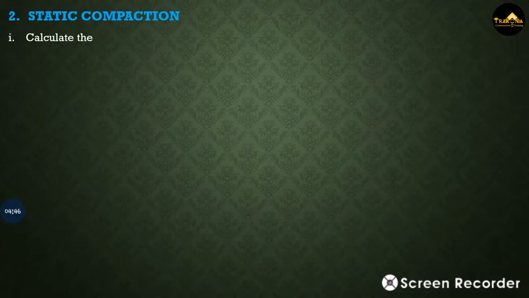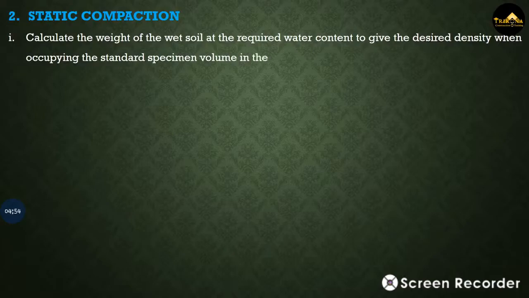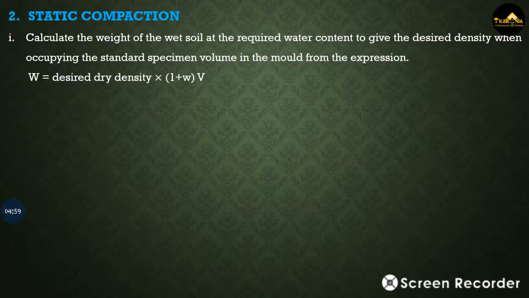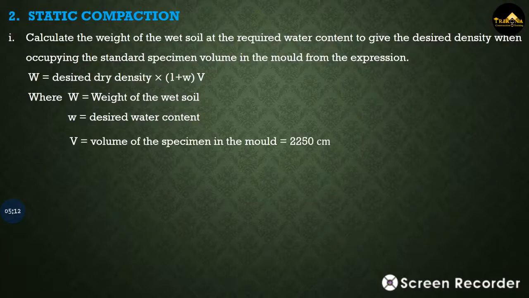For the static compaction, calculate the weight of the wet soil at the required water content to give the desired density when occupying the standard specimen volume in the mold, from the expression W equals the desired dry density times 1 plus w times V, where W is the weight of the wet soil, small w is the desired water content, and V is the volume of the specimen in the mold as per the mold available in the laboratory.